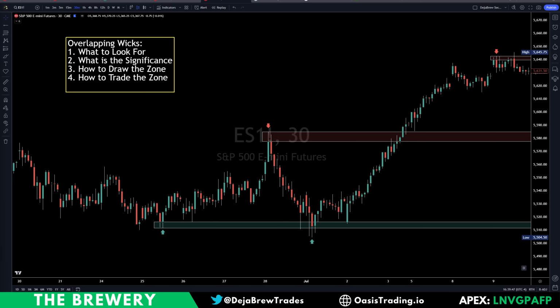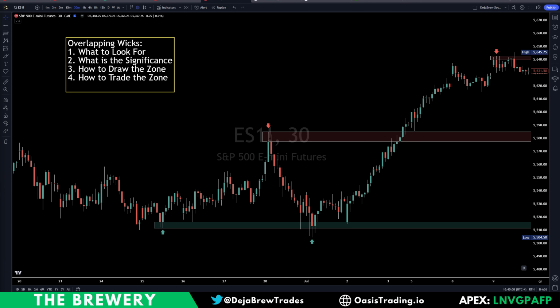What's going on, everybody? In this how to trade video, we're going to be talking about overlapping wicks and my method of finding supply and demand zones using these overlapping wicks. Now, in this video, we're going to cover four main concepts: what to look for, what is the significance, how to draw the zone, and how to trade the zone.